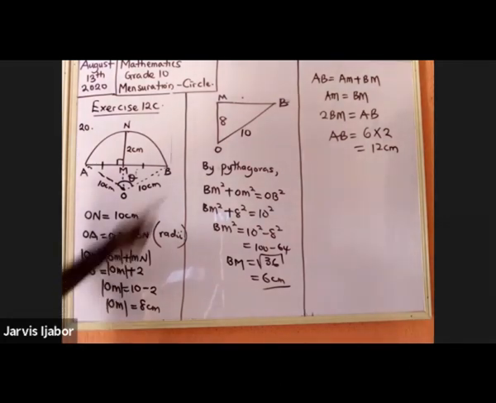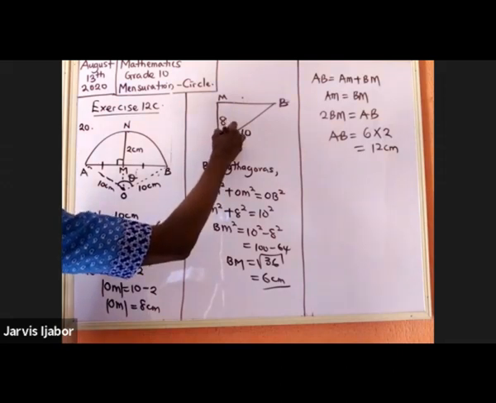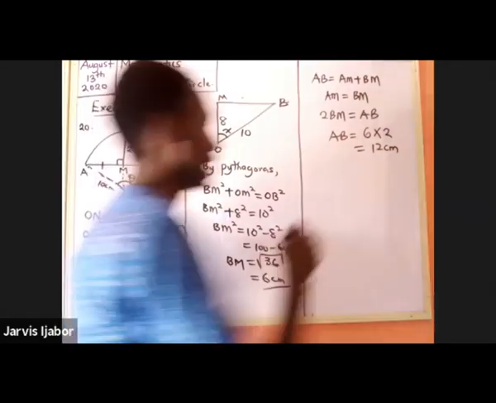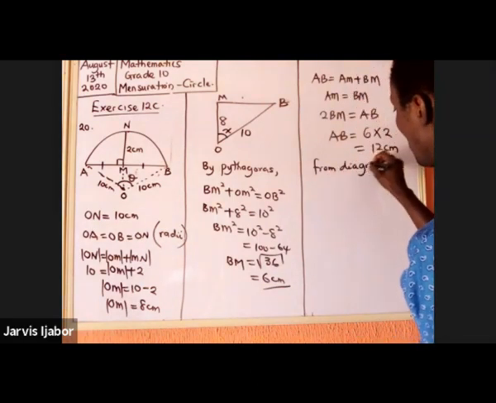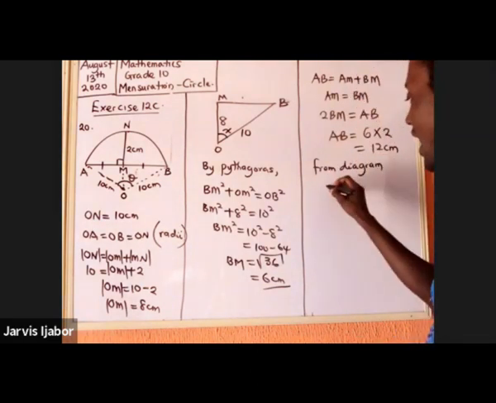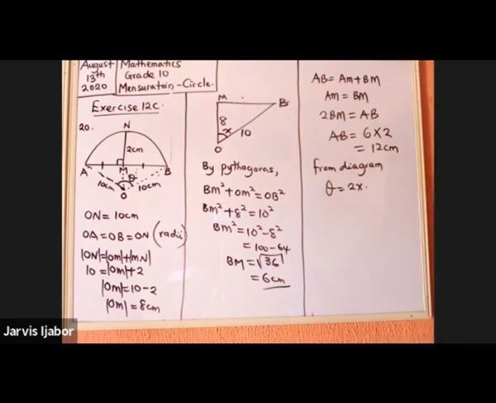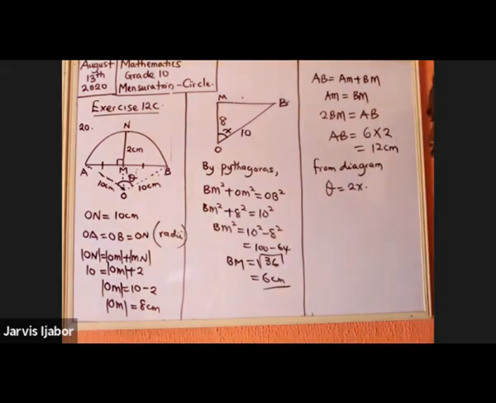If you look at this diagram we have here, we can call this one. Now look at it very carefully. We can call this angle X. This angle is X. So from the diagram, from our sketch, theta will be equal to 2x. So if theta is equal to 2x, we need to look for what x will be first.